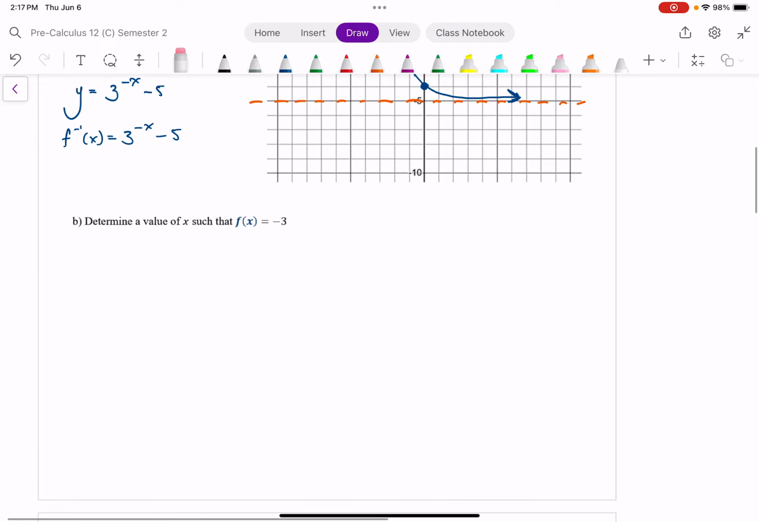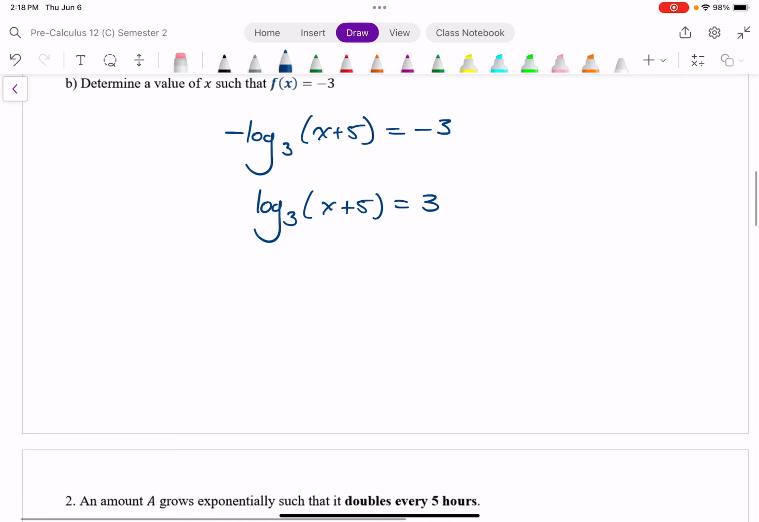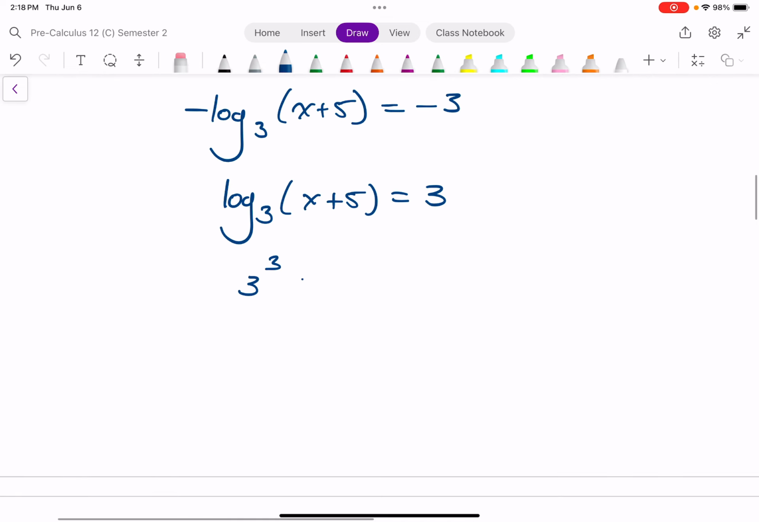So second part, determine a value of x such that f of x equals -3. So for this, I'm just going to write down the equation for f of x again, which is what was given, minus log base 3 of x plus 5, and I'll just make that equal -3. There's other approaches, but this is probably the quickest to solve. I would first multiply both sides by -1 to make this just log base 3 of x plus 5 equals +3. I'll write this in exponential form. So I have 3 to the power of 3 equals x plus 5, which means 27 equals x plus 5, which means x equals 22.